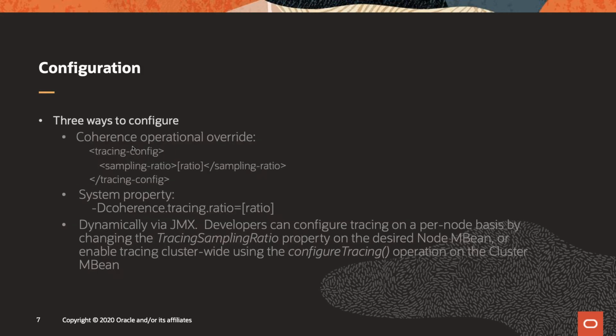Three ways to configure. The first is through the operational override file. You simply specify the tracing config and the sampling ratio, and we'll discuss the actual meaning of the values for the ratio on the next slide. The next method is a system property, the Coherence tracing ratio system property. And lastly, you can configure tracing dynamically via JMX. You can configure tracing on a per node basis by changing the tracing sampling ratio property on the desired node MBean, or you can enable it cluster-wide using the configure tracing operation on the cluster MBean.